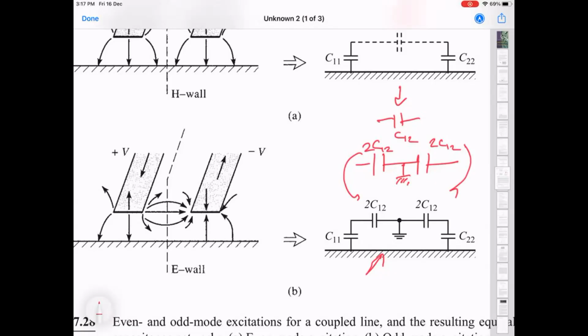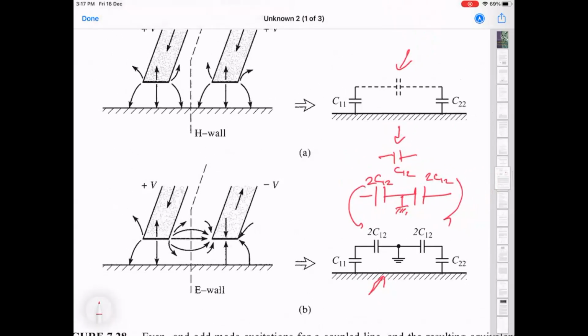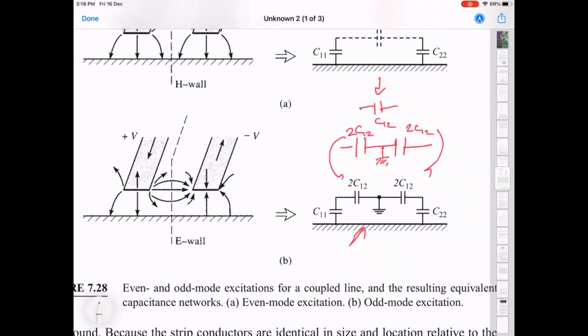Sorry? This H wall and E wall. Oh, that is just basically another way of saying that there is no current flowing, so there's no magnetic field. So that's what they call the H wall. H here is a magnetic field, and here the center point is at 0 potential. So there's no electric field over there. So 0. That's what they are talking about here. Okay.